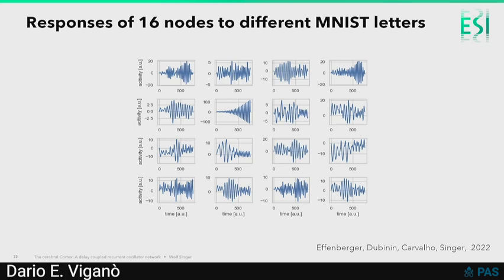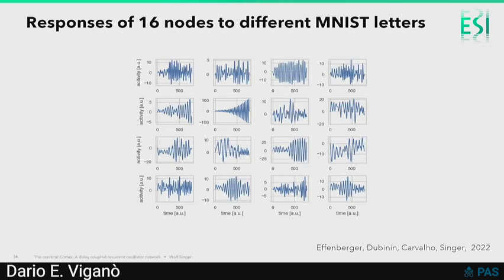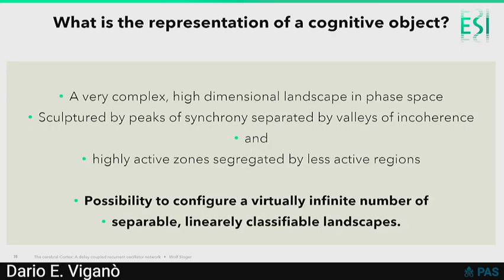And this is another letter, and this is another letter. If you are a neurobiologist and record from these nodes and see these signals, you won't understand anything. It's impossible to interpret this variability. So what in this system is the representation of a cognitive object, and you will see it is very, very similar to what happens in the real brain. It is a very complex, high-dimensional landscape in phase space. It is sculptured by peaks of synchrony, separated by valleys of incoherence. There are highly active zones segregated by less active regions, active zones due to resonance.